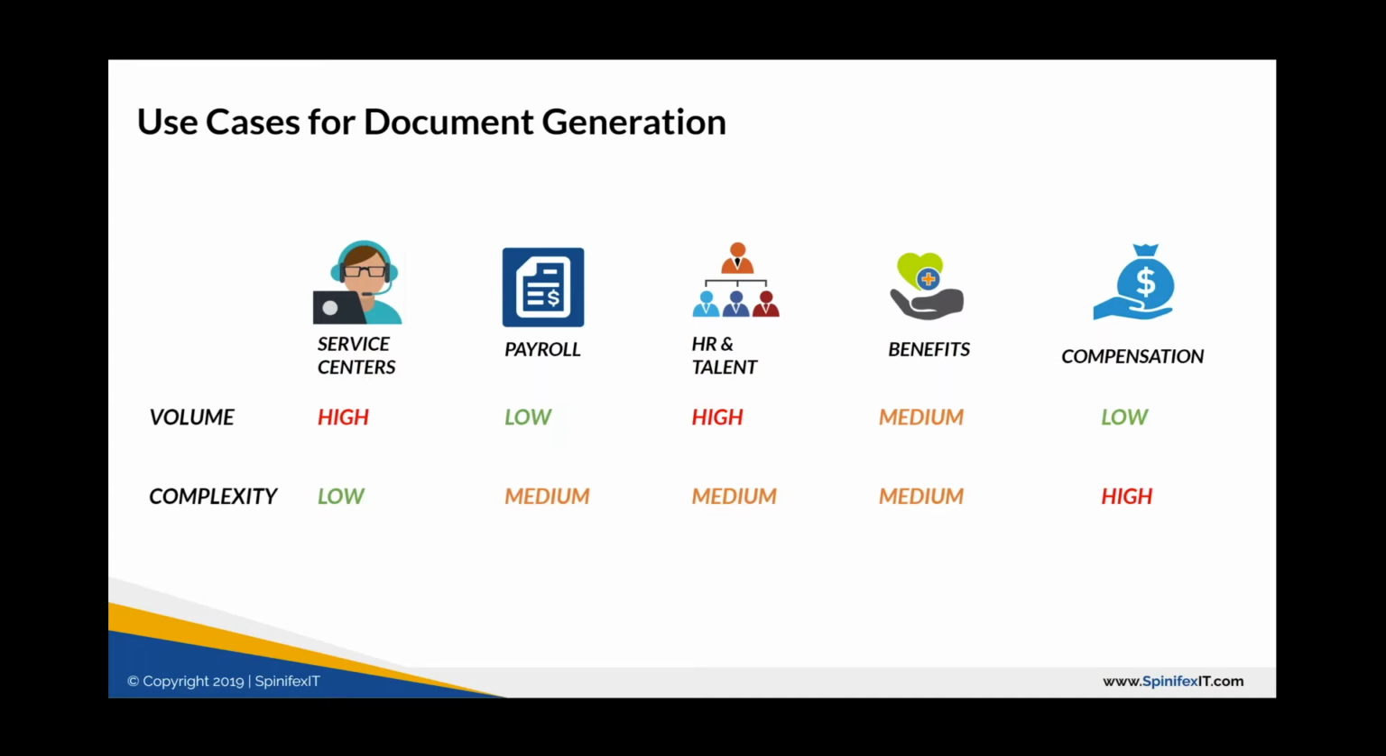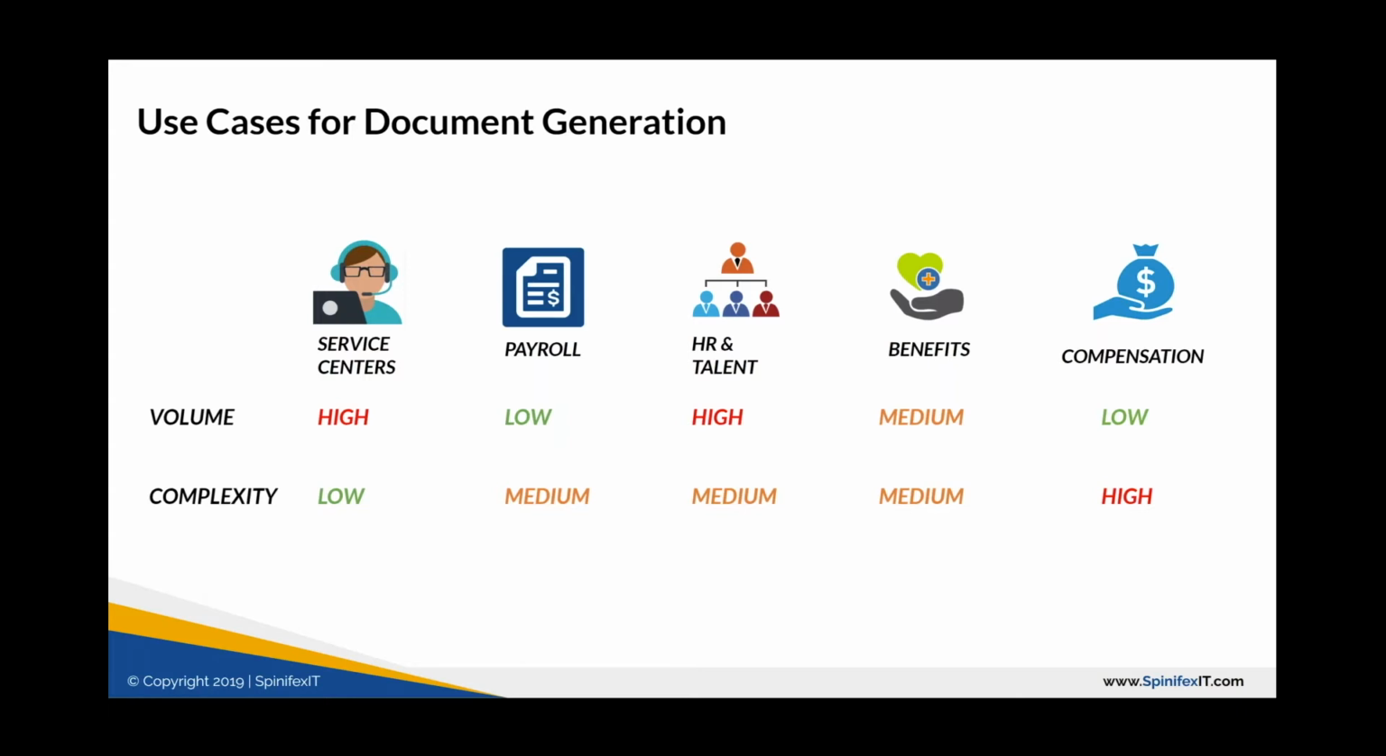To start out with, obviously on the slide, we have the gamut of organizations within our company: service centers, payroll, the HR side, benefits, compensation. What we have to look at first is the service centers, right? Service centers have a very high volume of documents. That's why they're there. That's why it's consolidated, because they can produce a lot of different stuff in one location.